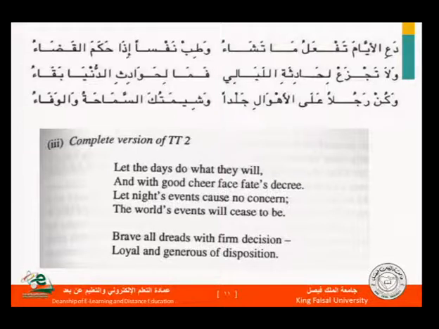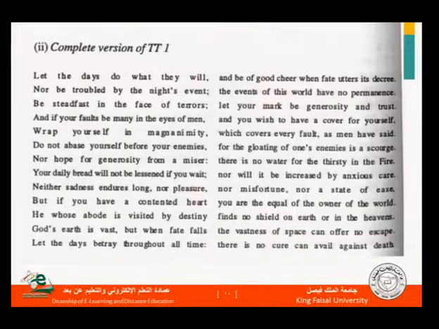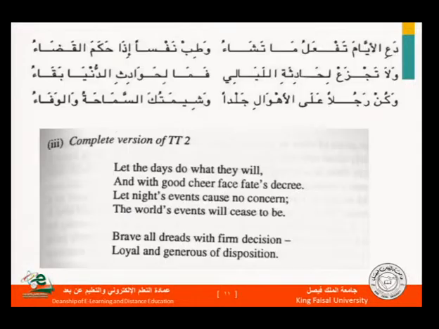This is the first verse. Second: ولا تجزع لحادثة الليالي فما لحوادث الدنيا بقاء. Let night's events cause no concern. Excellent. Look at what the direct translation says: nor be troubled by the night's event. The events of this world have no permanence. Look: let night's events cause no concern. Don't let them cause you concern, meaning anxiety. The world's events will cease to be. It seems the translator also borrowed this from a poem by Wordsworth, which is When Lucy Ceased to Be, the Lucy poem. I think we gave it to you.